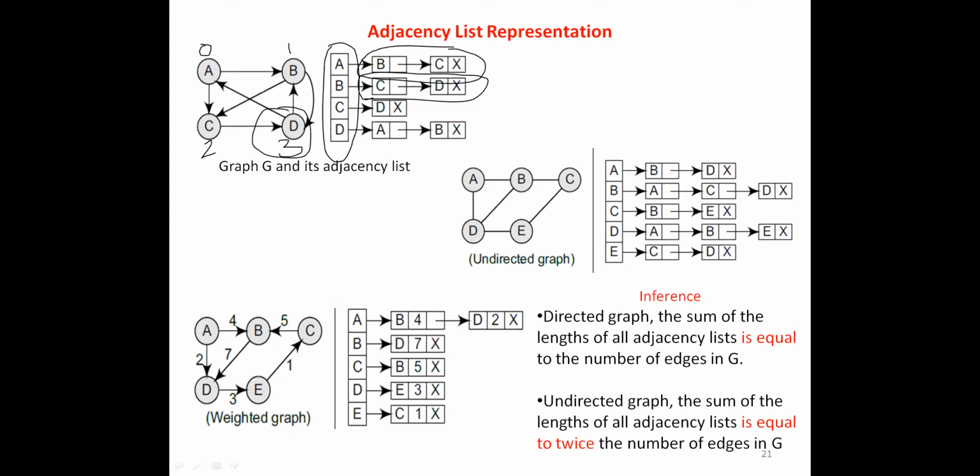Now take the undirected graph. The first one is the directed graph example, and this is the undirected graph. A is connected to B and D, simple. And B is connected to A, C, D. Like that we can connect in linked list representation. Or you can take it as an array also. I can use an array structure also.